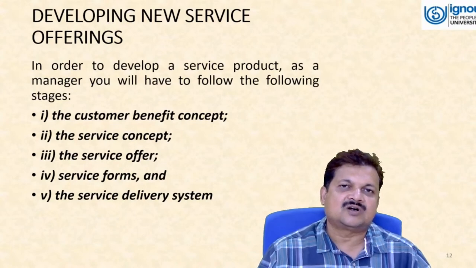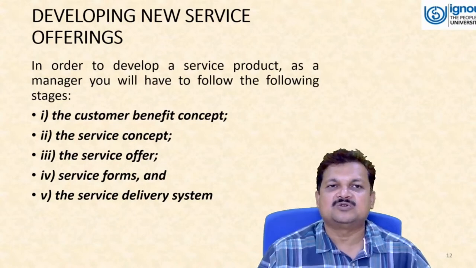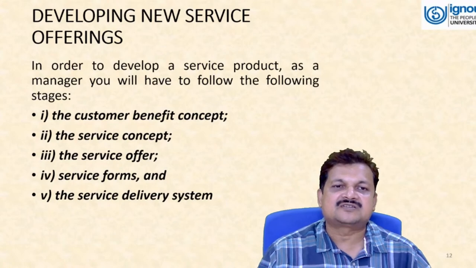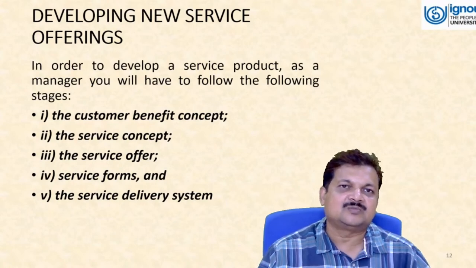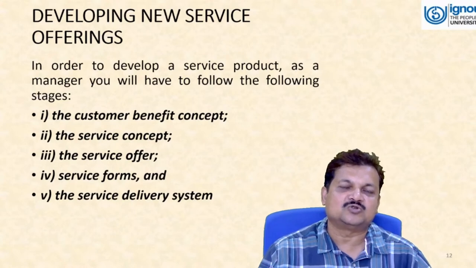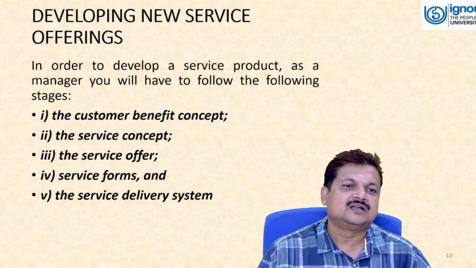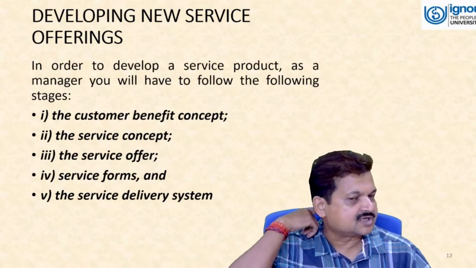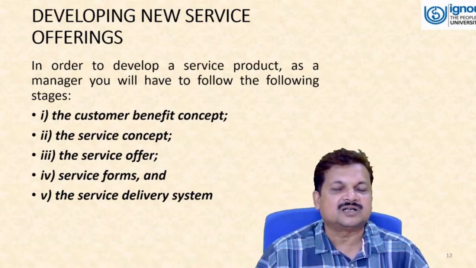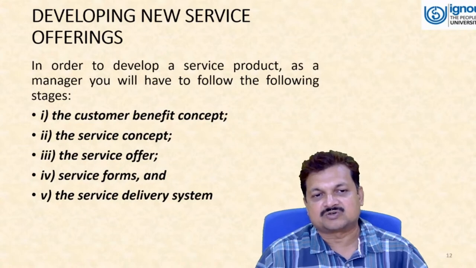Fourth is service forms. What different kinds of packages are you going to offer? You cannot say only one kind of package is available. You may make multiple packages, whether a VIP suite or a normal suite. Like hotels, you find economy class, luxury class, and suite forms. So you look at the different forms, what facilities are available with each, and the price structure.